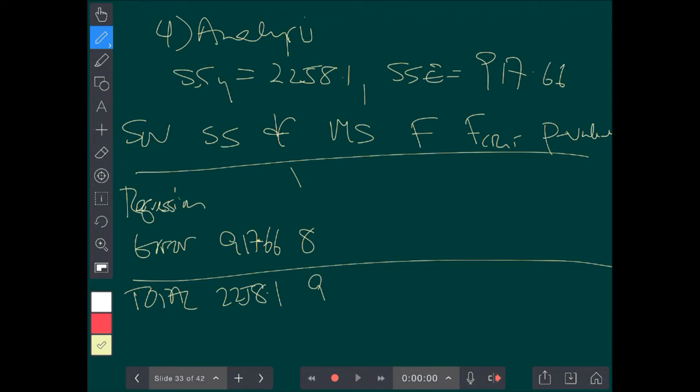Now let's find the difference between 2258.1 minus 917.66. So that is 1340.44. All right. Let's bring this down a little bit. So the mean square due to regression is just 1340.44 divided by 1, which is 1340.44.